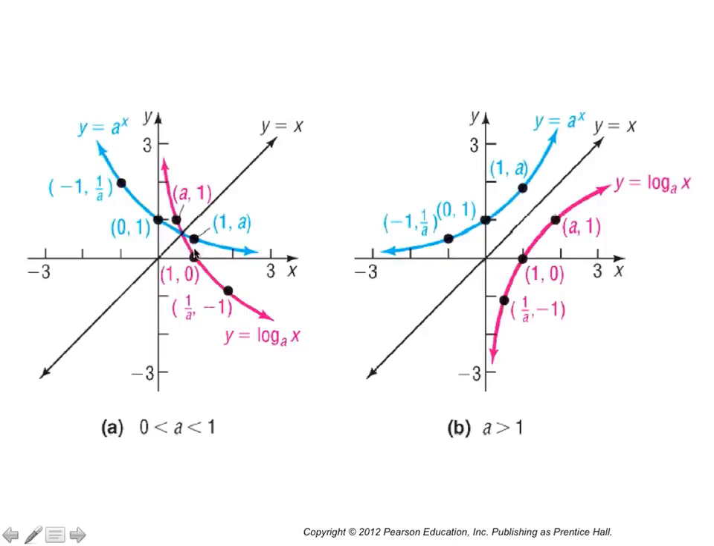So you'll notice that both of our logarithmic equations are very similar. They both go through 1, 0. This one, though, is decreasing when we have a between 0 and 1. And this one over here, when we have a is greater than 1, is going to be an increasing function.